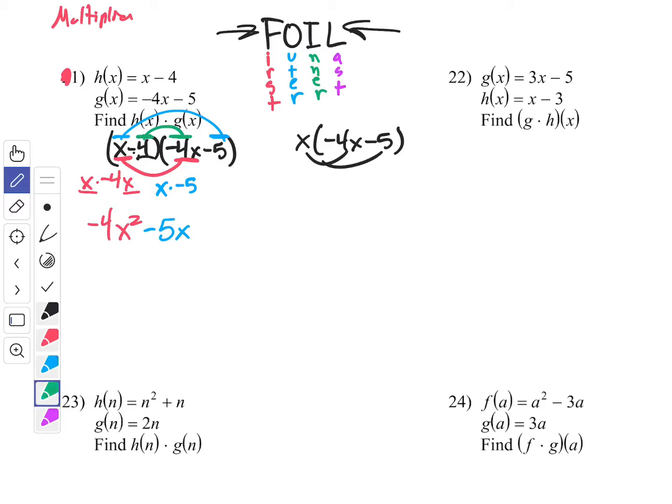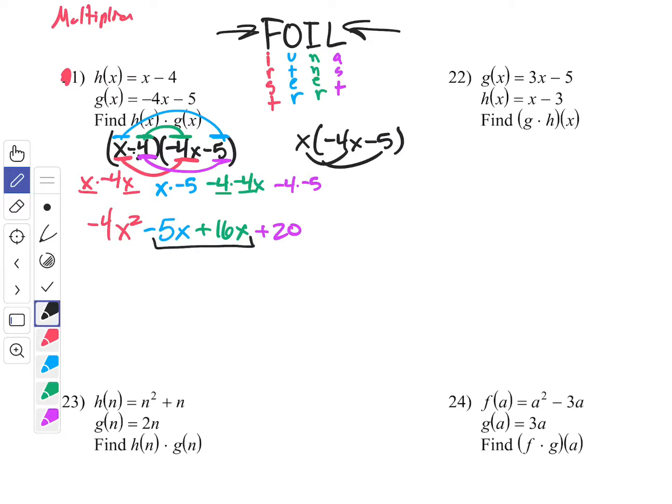Okay, I've heard it called other things, but FOIL is the one that I've really used. Okay, so negative 4 times negative 4x. Negative times negative is a positive, so positive 16x. Okay, then the last would be the last pieces in each one. So negative 4 times negative 5, which would be a positive 20.